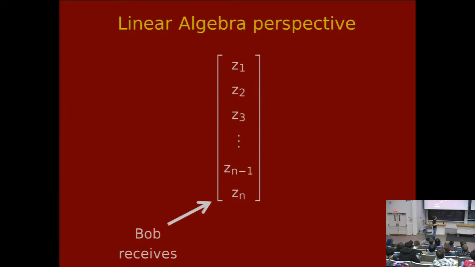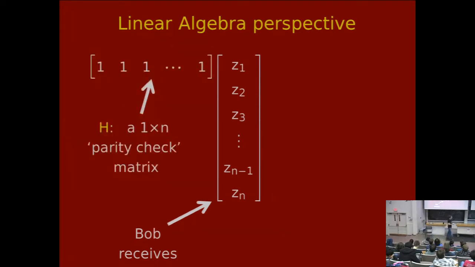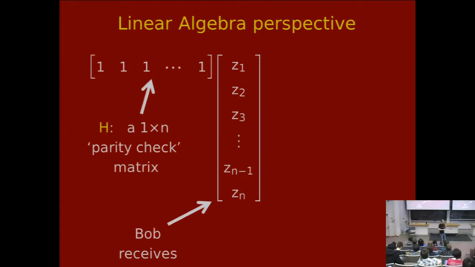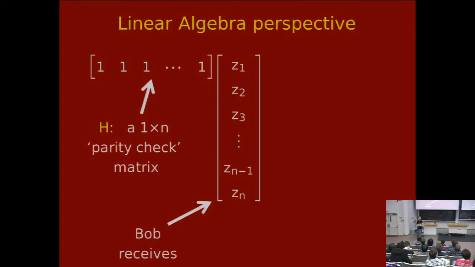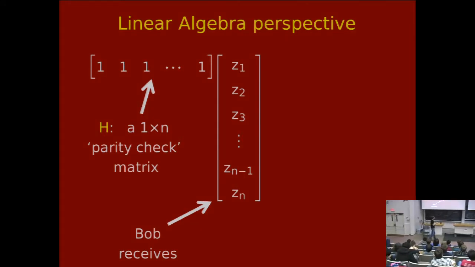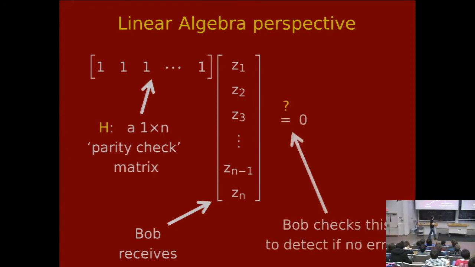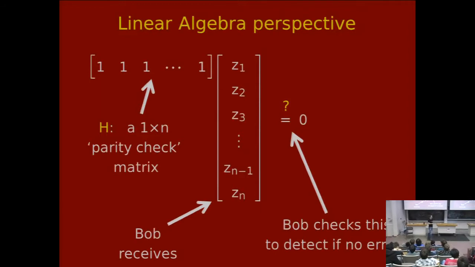Okay, so now imagine Bob receives Z1 through Zn. How does he do his check? Well, a linear algebra way to look at the check that he normally does is just add up all the bits he receives and see if it's 0, mod 2. So you can say he does it by multiplying this row matrix, which is called the parity check matrix, times the vector he receives. That really just adds up all the bits, and he checks to see if it's 0. If it's 0, then he detects that there's no errors. If it's 1, he detects that there's an error.